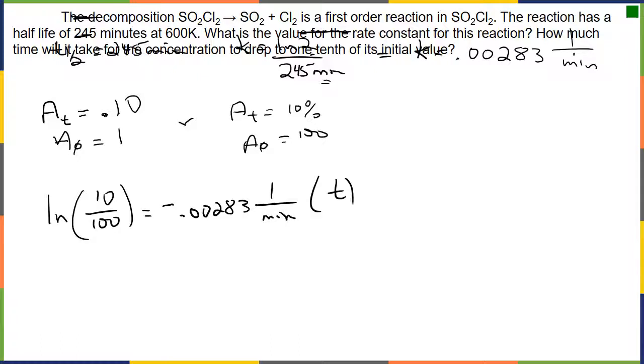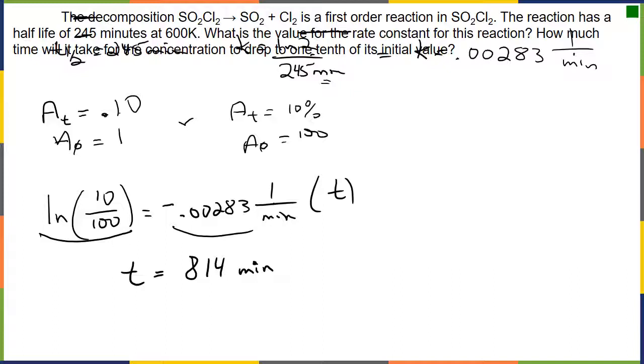Now we're solving for t. This stuff is going to be a number. We're going to divide through by that number, and we're going to get that our time t is equal to 814 minutes. Make sure that makes sense.